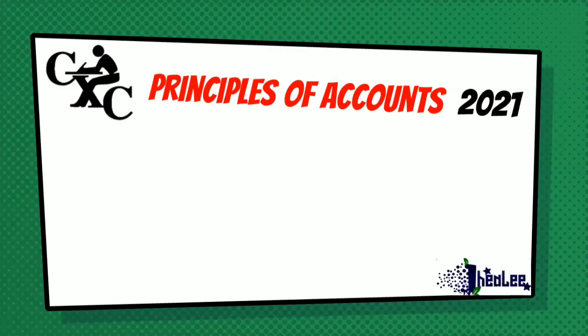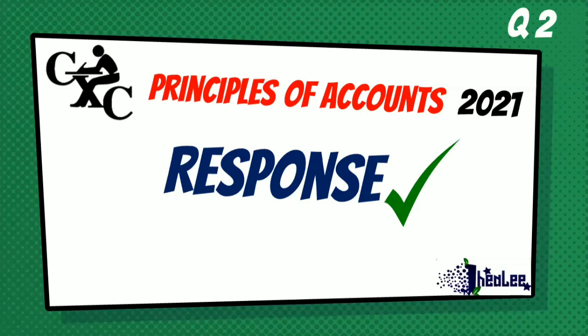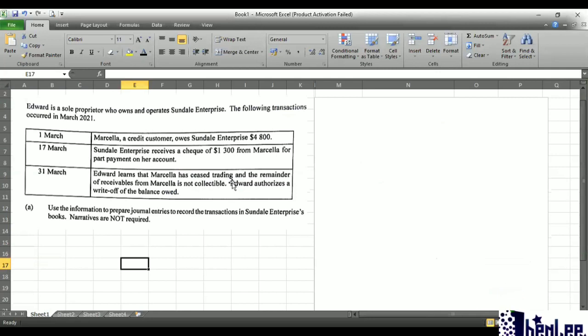We're going to look at question 2, response of this paper, Principles of Accounts 2021. And we begin with part A of the question, which reads, Edward is a sole proprietor who owns and operates Sundale Enterprise. The following transactions occurred in March 2021. You're asked to use the information to prepare journal entries to record the transactions in Sundale Enterprise's books, and you're told that narrations are not required.